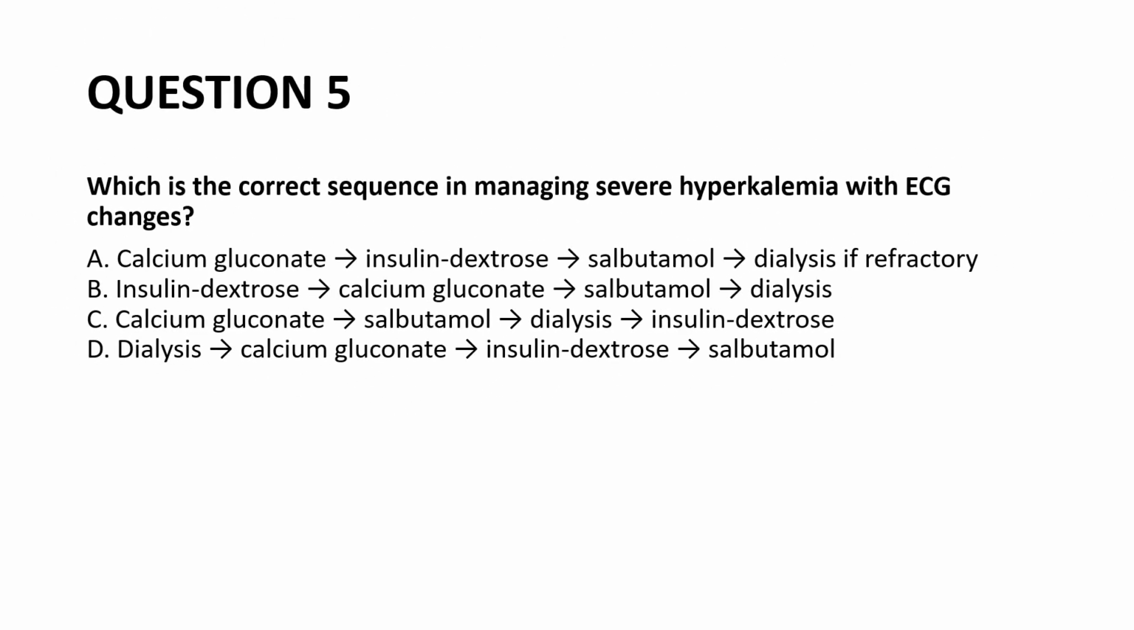Which is the correct sequence in managing severe hyperkalemia? Calcium gluconate, insulin dextrose, salbutamol, dialysis if refractory. Insulin dextrose, calcium gluconate, salbutamol, dialysis. Calcium gluconate, salbutamol, dialysis, insulin dextrose. Dialysis, calcium gluconate, insulin dextrose, salbutamol.